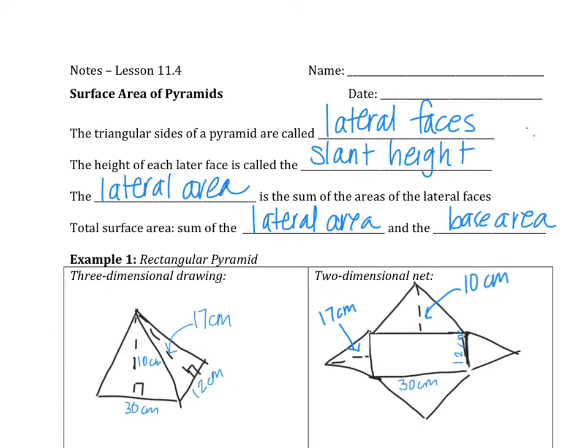So if we were to make it a 2-dimensional net, it would look like this. We have our base area, which is the area on the bottom of the pyramid. Again, the net is when we flatten out our shape. And then we have the lateral area, or the lateral faces, the area of those 4 triangles, and we add them together and we get the area of the whole rectangular pyramid.